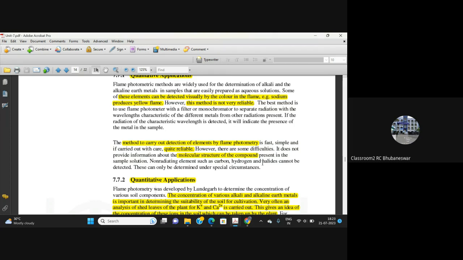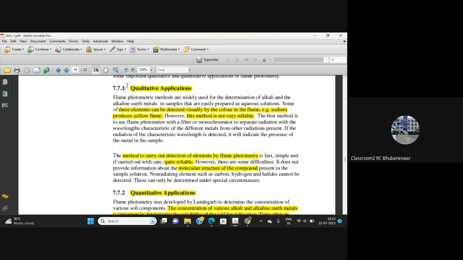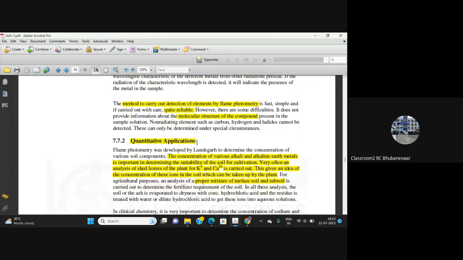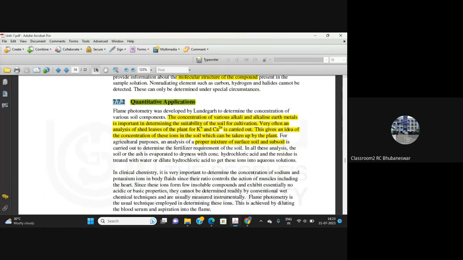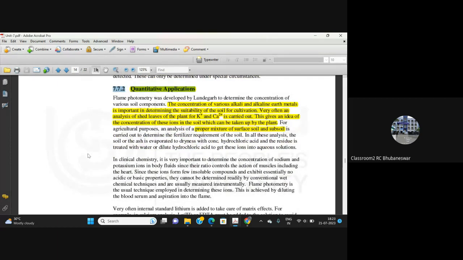Here, the qualitative application is mostly structural elucidation. Okay, the quantitative part, many spectroscopies can do quantitative studies. So here also in flame photometry, the quantitative application is there.